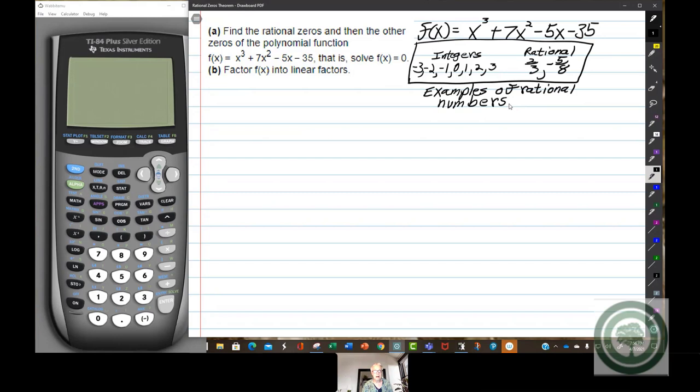Then we're going to find any other zeros. Now, how do you do that? Well, you use the quadratic formula. That's how you find non-rational zeros. So what we have to do is use synthetic division to get this cubic function down one level to a quadratic, and then use the quadratic formula. That's our strategy every single time.